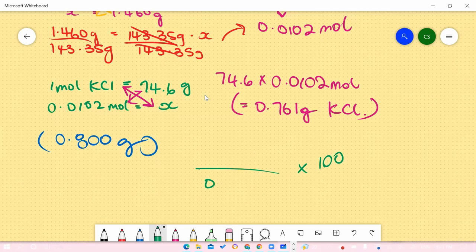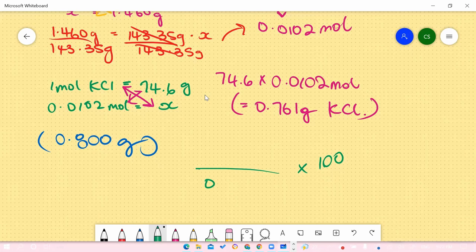Remember, we're trying to find the percentage of KCl in the sample. What is the sample? The impure sample. The impure sample is the pure KCl and something else, right? And we want to know the percentage of the sample that is KCl. Do you understand me?